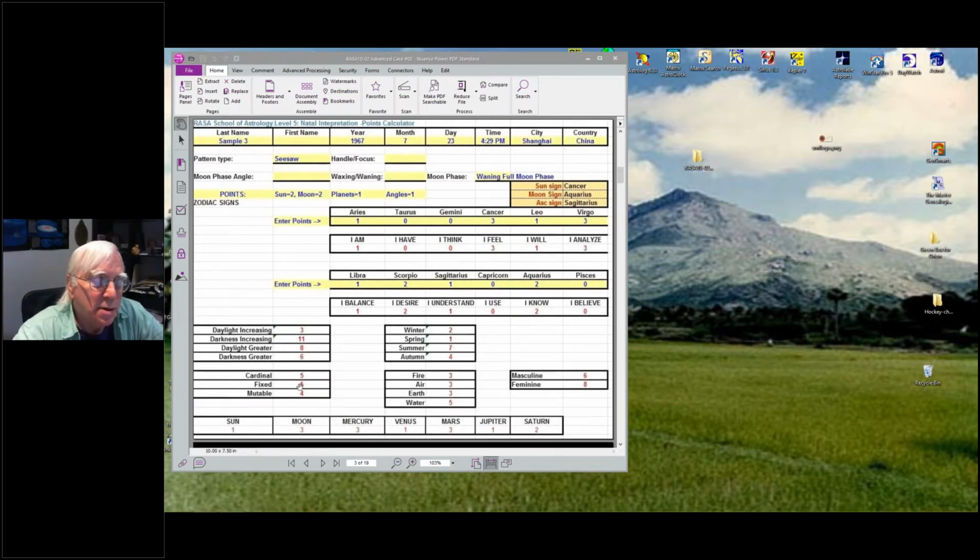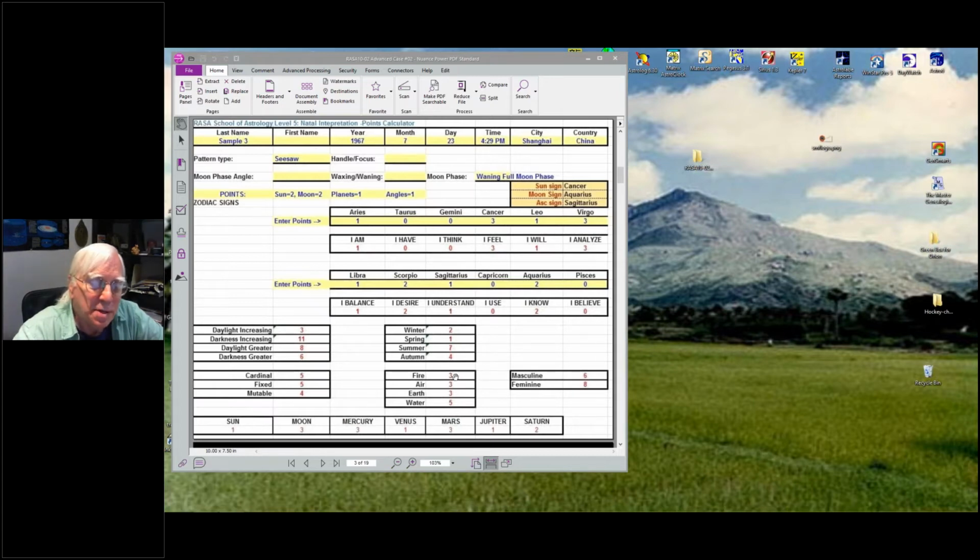When you look at the modes, we'll go cardinal, fixed, mutable: 5 cardinal, 5 fixed, 4 mutable. So a bit of everything. You saw it with the ascendant, sun, moon: cardinal, fixed, mutable. She has all 3. We look at the seasons: 2 winter, 1 spring, 7 summer, 4 autumn. So you see, summertime here is the most active time, with the fall next.